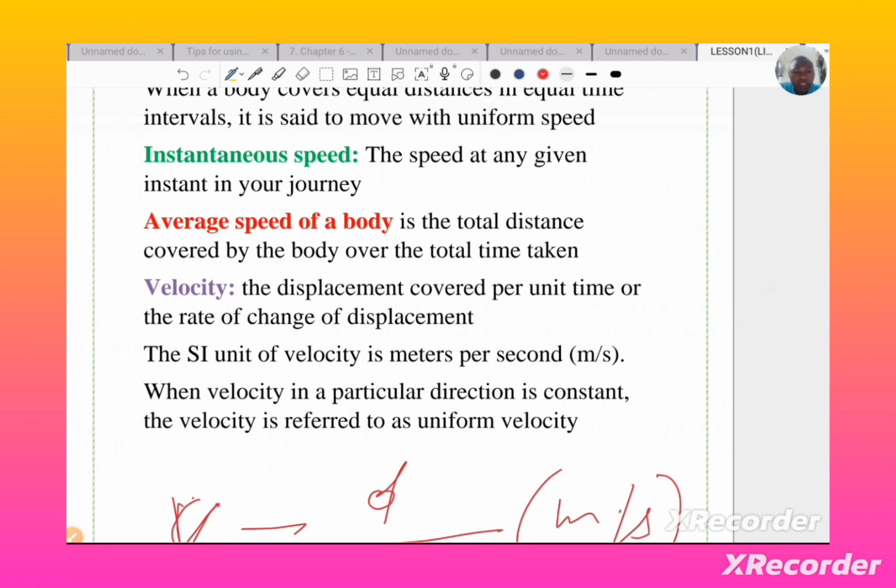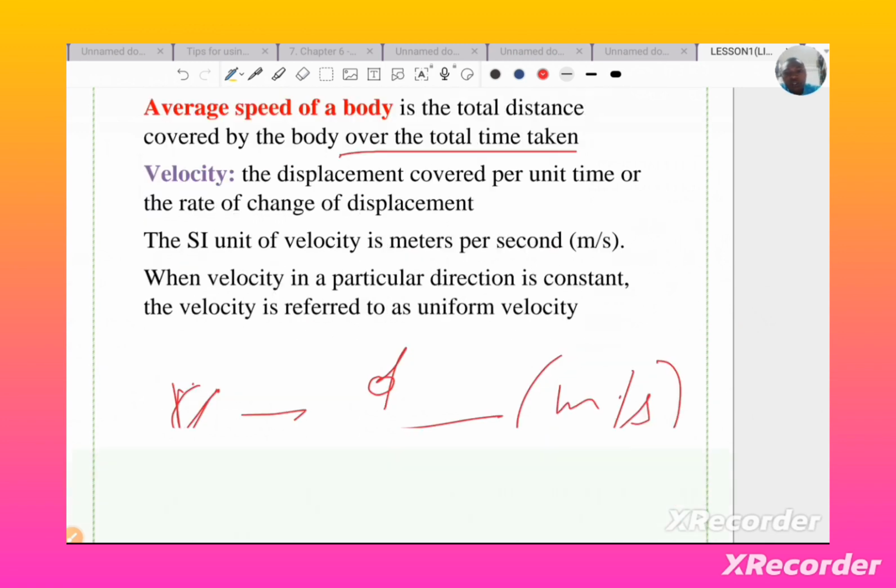Now, average speed of a body is the total distance covered by the body over total time taken. For example, a car moves from Kigali to Huye. Let's assume that there are 100 kilometers. That is an assumption, 100 kilometers. Now, the time from Kigali to Huye, let's say 3 hours. Now, the average speed will be the total distance, that is 100 kilometers, divided by 3 hours. Okay, that is the average speed.